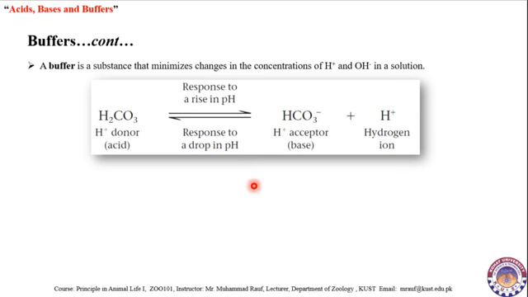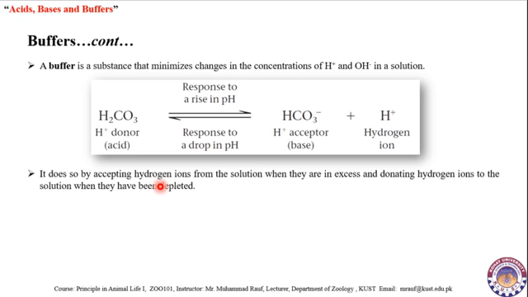Here you can see an efficient buffer system which is present in the blood, and this buffer system is called the carbonic acid bicarbonate buffer system. Now, how does this buffer system operate? It does so by accepting hydrogen ions from the solution when they are in excess and donating hydrogen ions to the solution when they have been depleted.